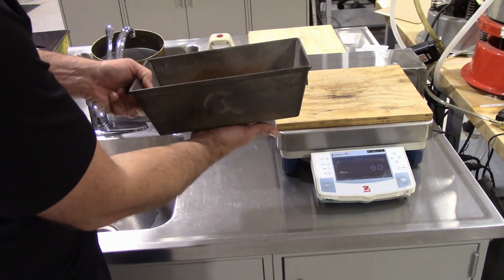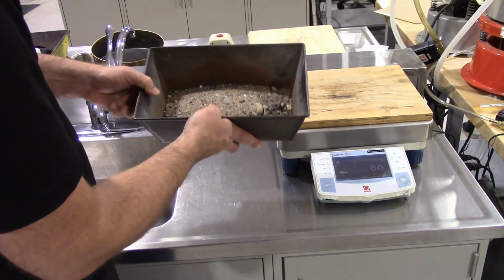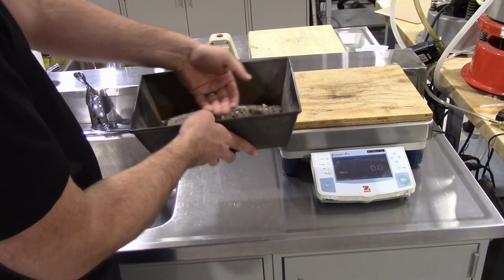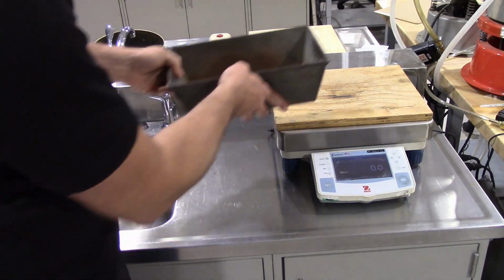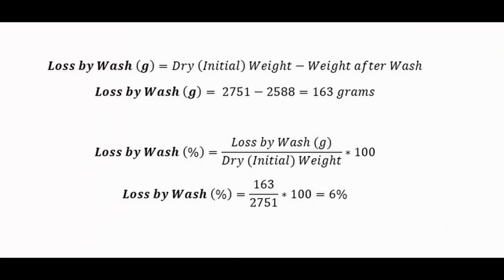The difference between the initial weight and the washed weight is our loss by wash in grams. This value can then be divided by the initial weight and multiplied by 100 to convert to our final percentage result. Record this value on the appropriate MDOT form.